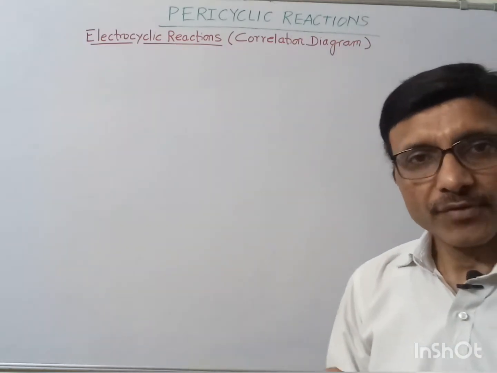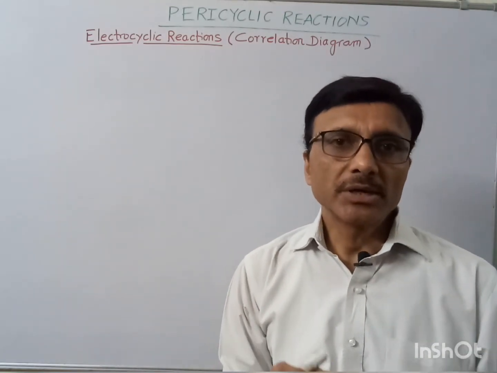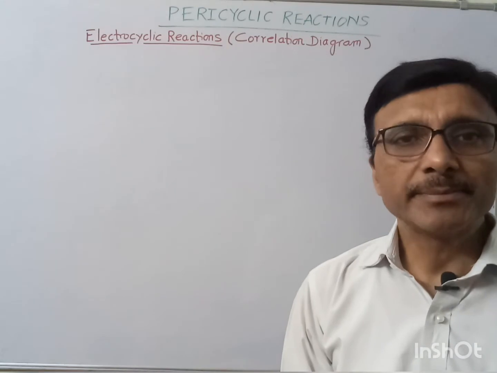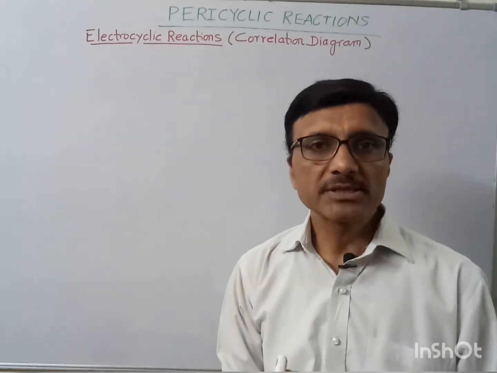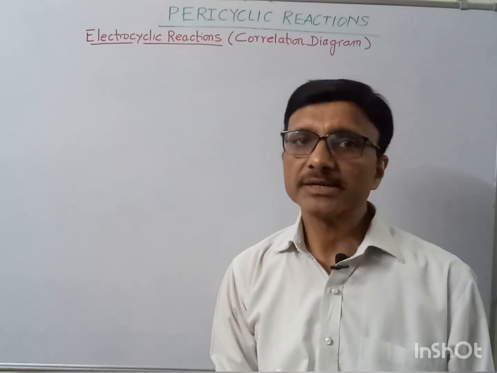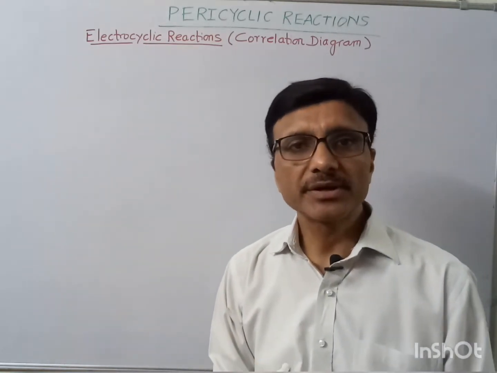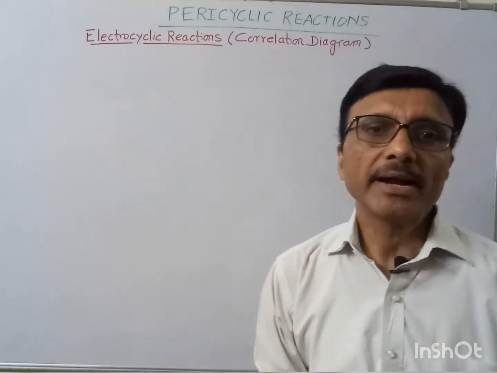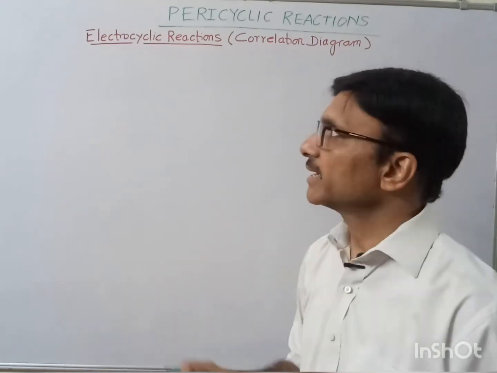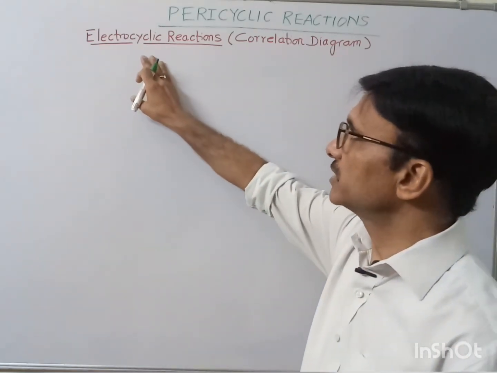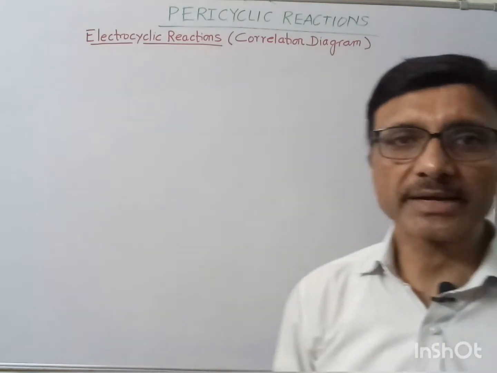In my first lecture of this pericyclic reaction series, I told you that pericyclic reactions may be analyzed in various ways. One way is the orbital symmetry correlation method, that is, by using the correlation diagram. Second, by the frontier molecular orbital method, and third, by the Huckel-Mobius method. So let's analyze the selection rule for this electrocyclic reaction with the help of the correlation diagram.